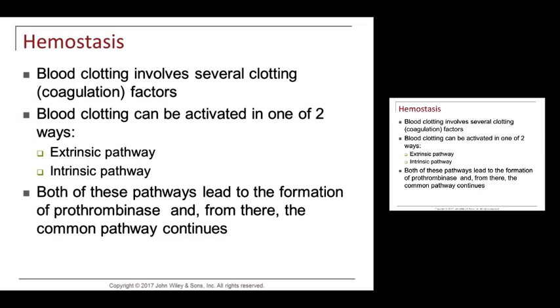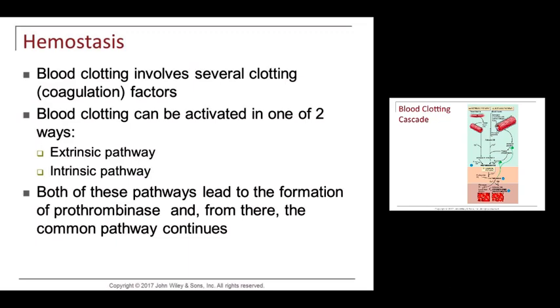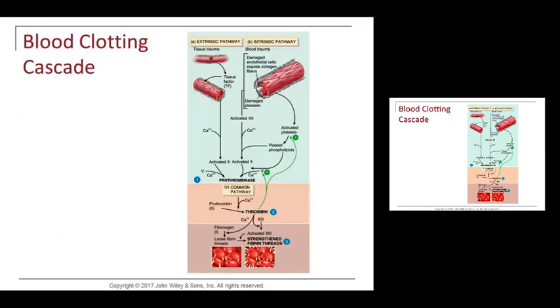So blood clotting involves several separate coagulation steps and factors. I'm not going to ask you to memorize all of the steps. It really isn't important, but I want you to be familiar that there's an extrinsic pathway and an intrinsic pathway, both of which are going to lead to the same end result. Both of the pathways lead to the formation of prothrombinase, and from there, the common pathway continues. So you can see on the left, there's an extrinsic pathway, some sort of tissue trauma that takes place. And then on the right, there's an intrinsic pathway. There's some damage to the blood vessel lining internally there.